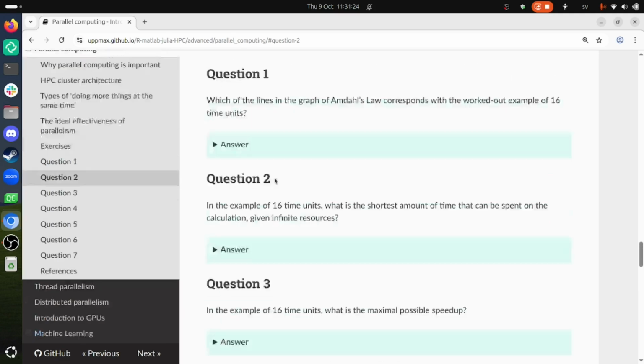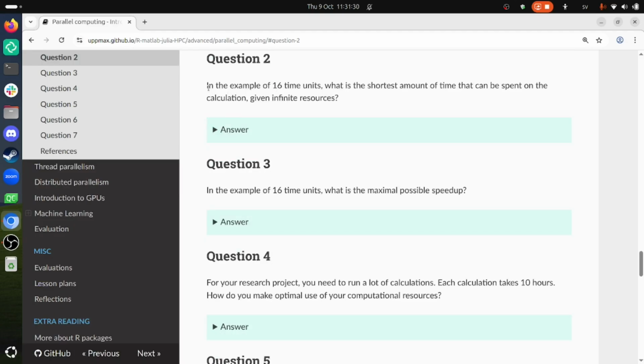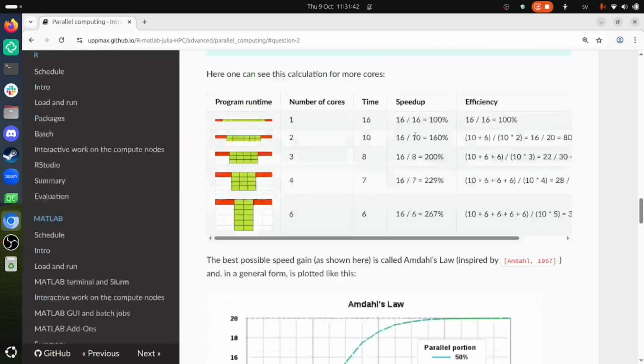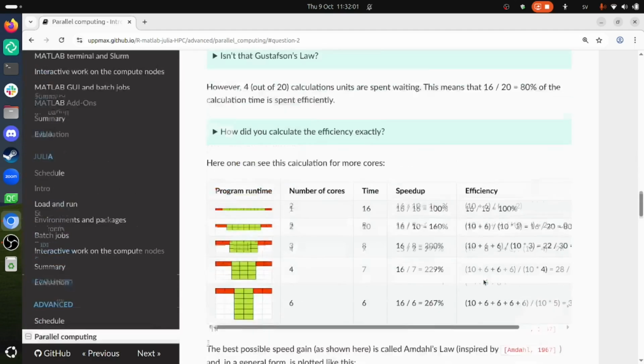But I'm going to restrict it to these more simplified examples. In the example of 16 time units, what is the shortest amount of time that can be spent on the calculation given infinite resources? That is 4, because this is the same story I just told you. If we can put these parallel sessions all in parallel, the things we can make parallel, we do make parallel with an infinite amount of cores. We always need to do these 4 time units in series.